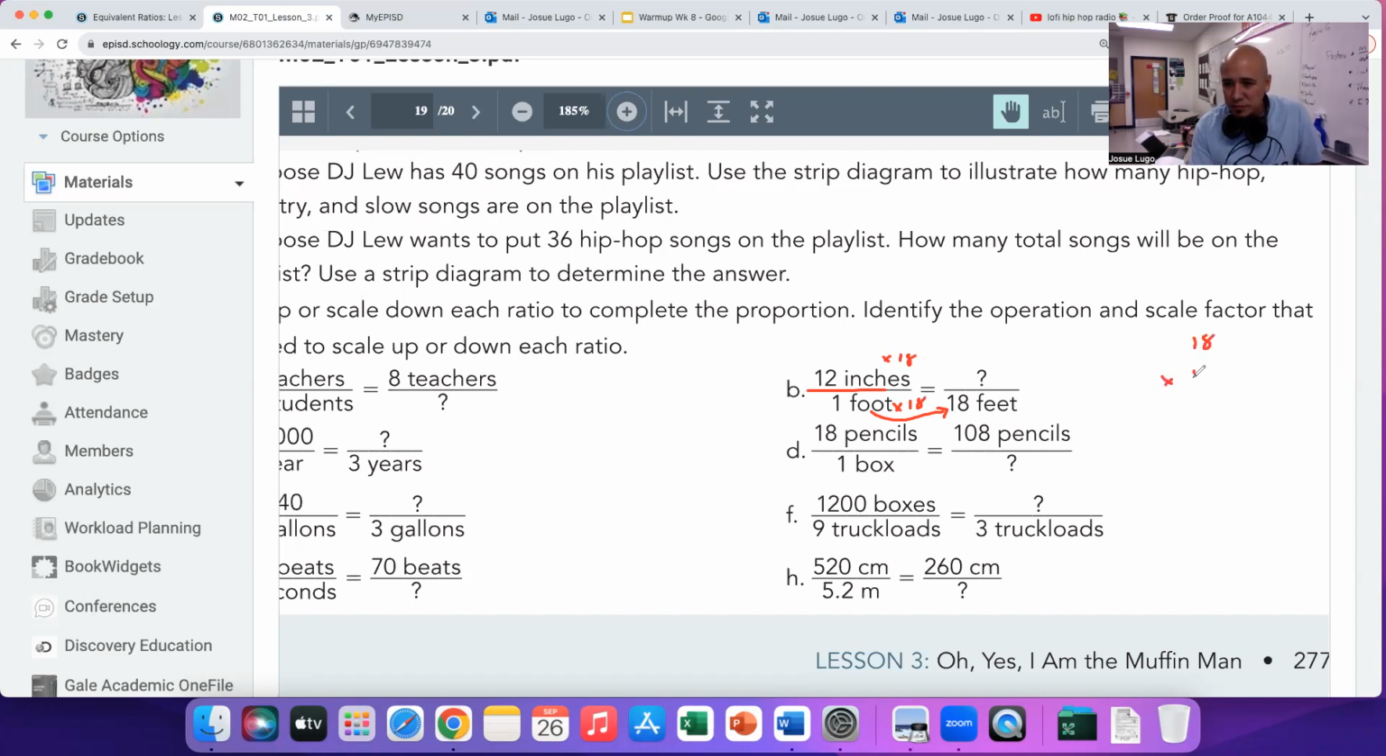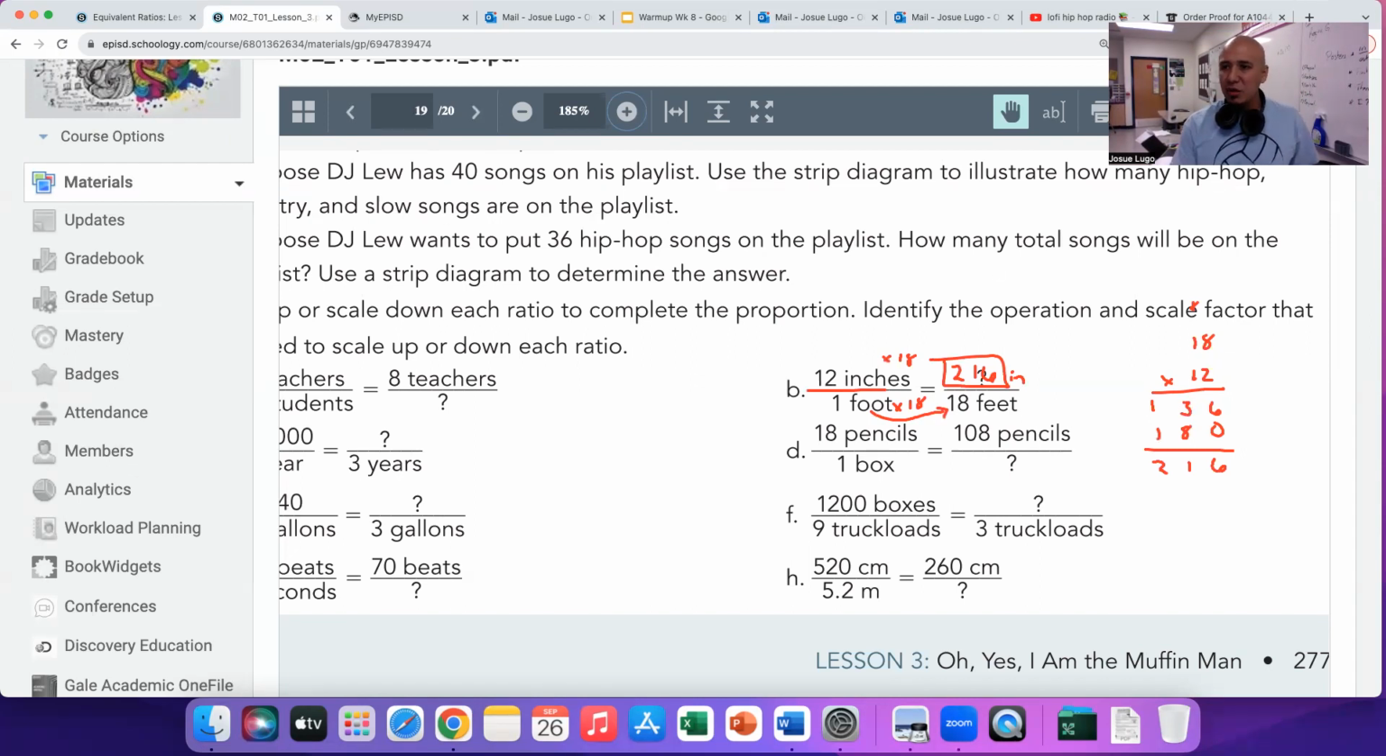18 times 12. So 2 times 8 is 16. 2 times 1 is 2, plus 1 is 3. We're done with the 2. 1 times 8 is 8. 1 times 1 is 1. And I add these together to get 8, 9, 10, 11, 216 inches. On Schoology, I would just type in the number 216. So if you have 12 inches for every 1 foot, then 18 feet would be equivalent to 216 inches.